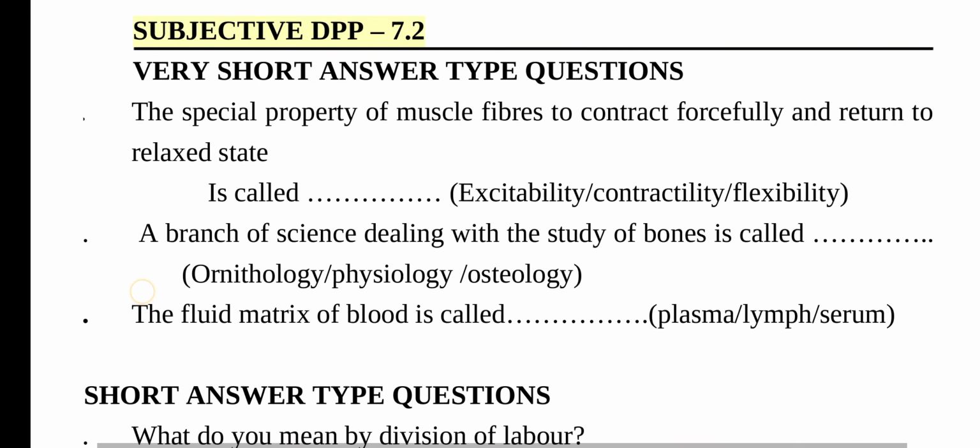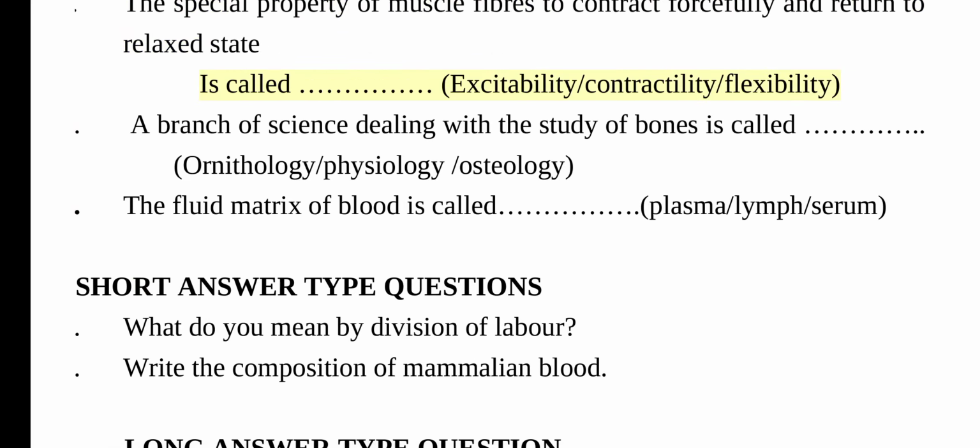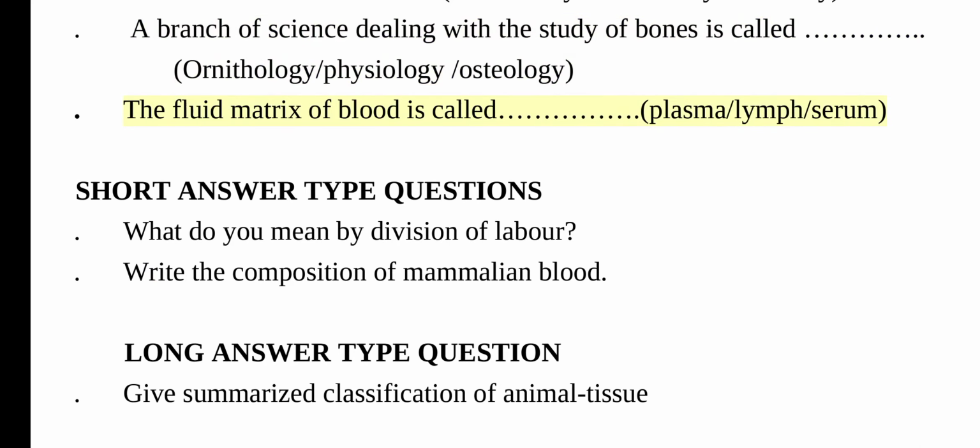Subjective DPP 7.2. Very short answer type questions. 1, 2, 3. The special property of muscle fibers to contract forcefully and return to relaxed state is called excitability, contractility, flexibility. A branch of science dealing with the study of bones is called ornithology, physiology, osteology. The fluid matrix of blood is called plasma, lymph, serum.